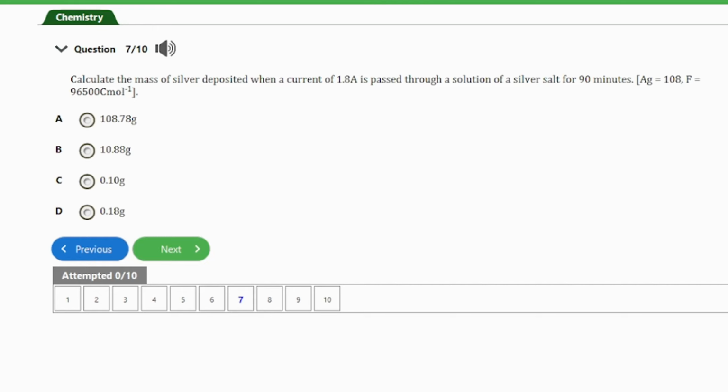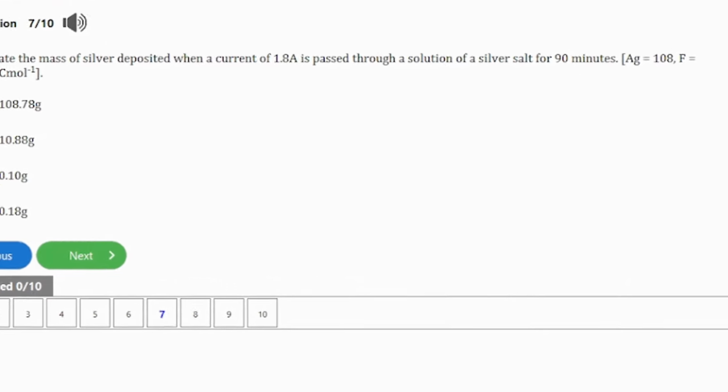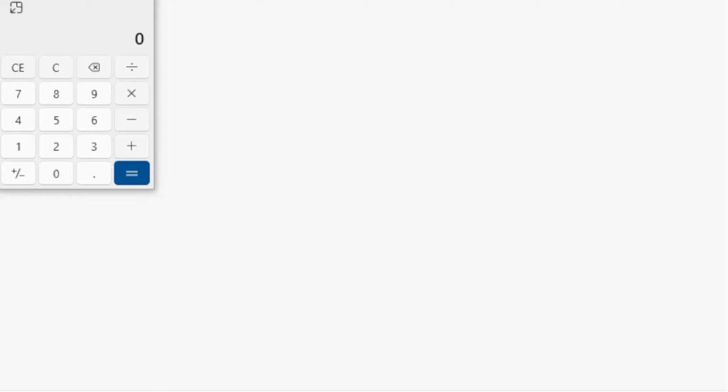It says, calculate the mass of silver deposited when a current of 1.8 ampere is passed through a solution of silver salt for 90 minutes. So guys, for us to calculate this, we are going to zoom into our workspace here. So what we want to find is the mass of silver that is deposited.